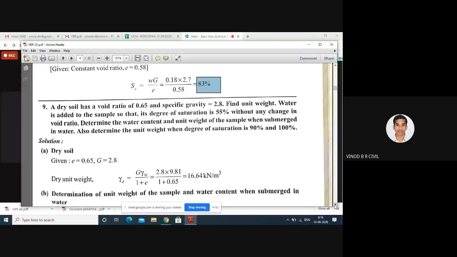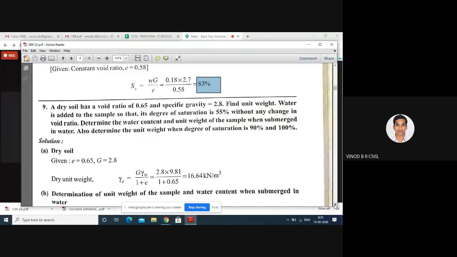See, in this problem, they gave two conditions. The first one is the dry soil. It is completely dry soil, like football ground soil. The void ratio is 0.65, the E value given in the problem.